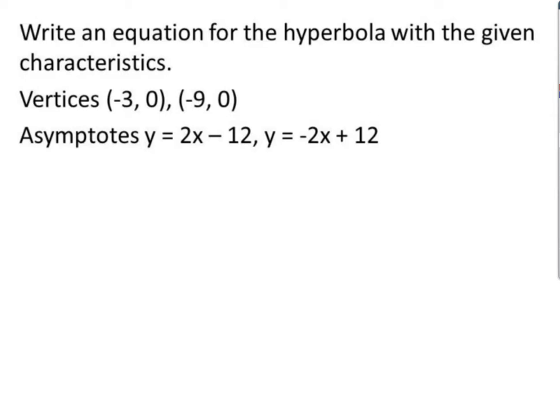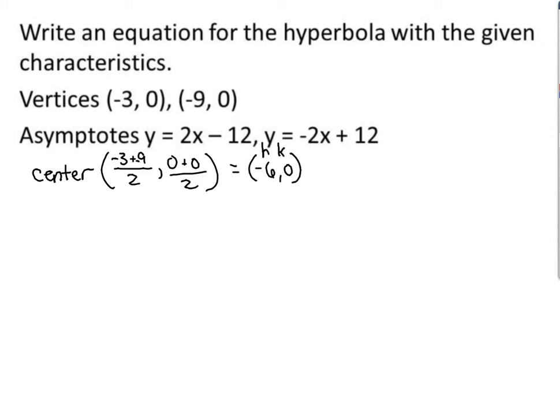On this one, they are giving us our vertices and the equation for our asymptotes. Again, we are going to find the center first, so we're going to find the midpoint. So -3 plus -9 over 2, and 0 plus 0 over 2. -3 plus -9 is -12, and -12 divided by 2 gives us -6 and 0 as our h and our k. The distance between our vertices is our 2a value. So 2a from -3 to -9 is 6 units, or a is equal to 3.